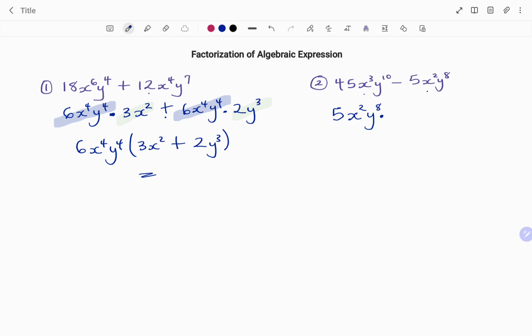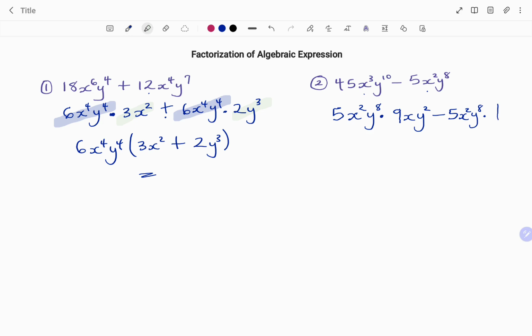The factor that I will multiply to get 45x^3y^10 will be 9 times 5, that's 45. x^3 divided by x^2, I have x^1 left. And y^10 divided by y^8, that's y to the power 2, minus the highest common factor that I started with, that's 5x squared y^8 times 5 divided by 5, that's 1, x squared divided by x squared, 1, and y^8 divided by y^8, that's 1. So basically, I'm multiplying by 1.